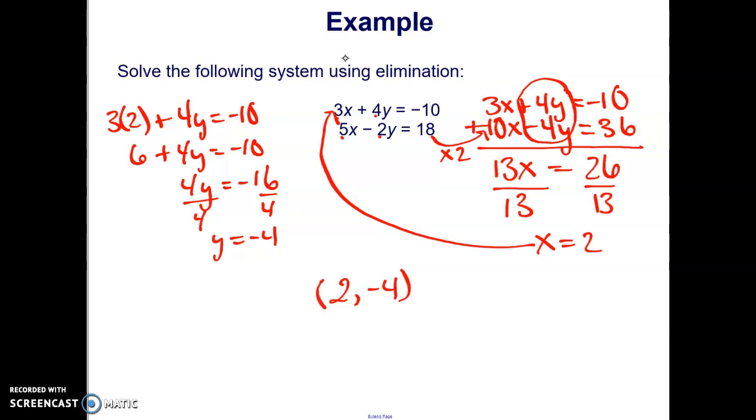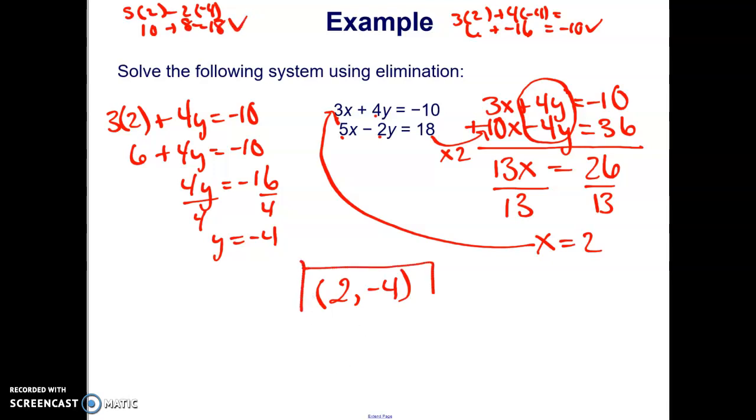Just to make sure, I'm going to go ahead and double check. The top equation, 3 times 2 plus 4 times negative 4, gives me 6 plus negative 16. Sure enough, that is negative 10. I'm going to go ahead and check the second equation too because both have to be solved by the same values. So the second one, I get 5 times 2 minus 2 times negative 4, that would give me 10 plus 8 equals 18. And yes, that verifies this is a good answer.